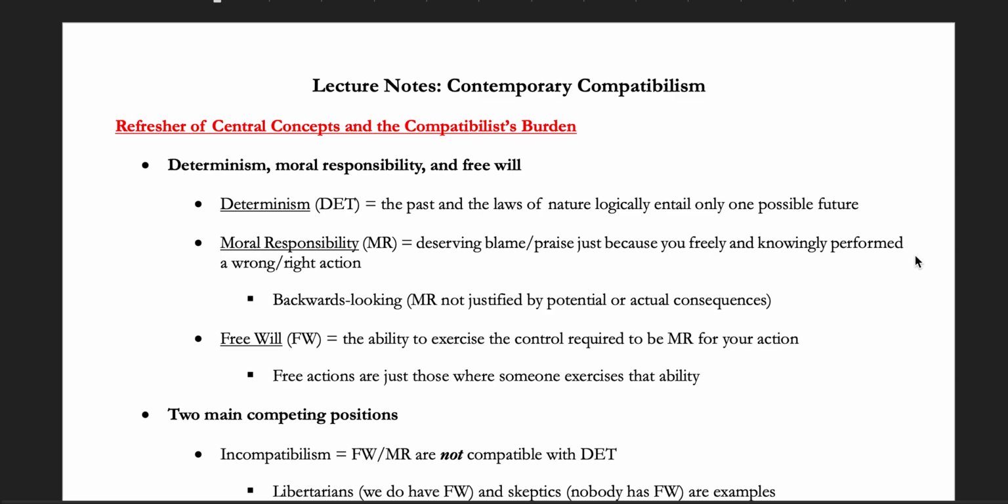Today's lecture is going to be about what is called contemporary compatibilism, two groups of theories that are under that umbrella. Those are mesh theories and reasons responsiveness theories. And we'll get to what those are in just a moment.